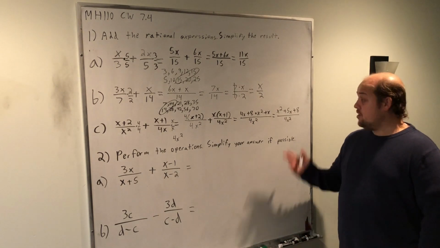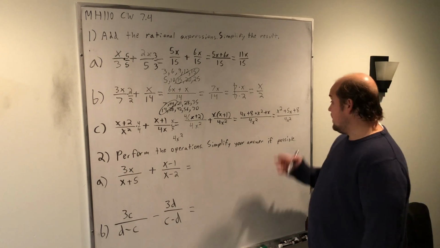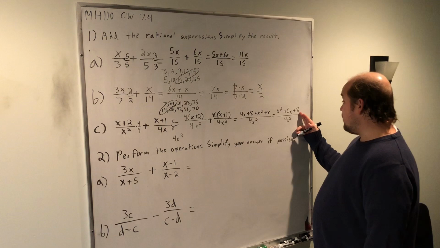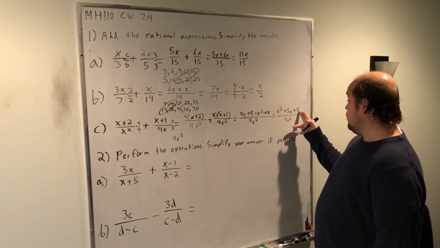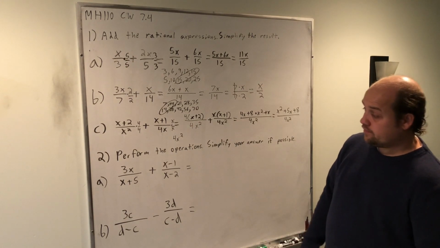It's a good idea to try and factor the top at this point, see if anything can cancel. In this case, there's no way to factor x squared plus 5x plus 8. The only ways to factor the 8 are 8 and 1, 4 and 2, neither of which add to 5. So we would stop there.